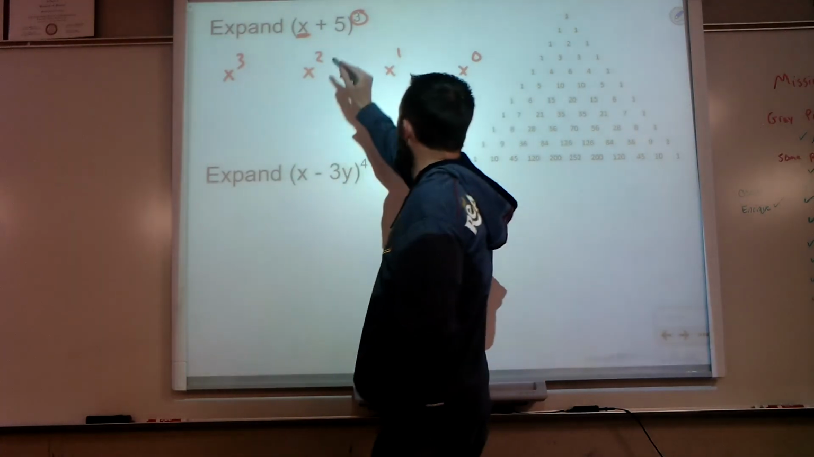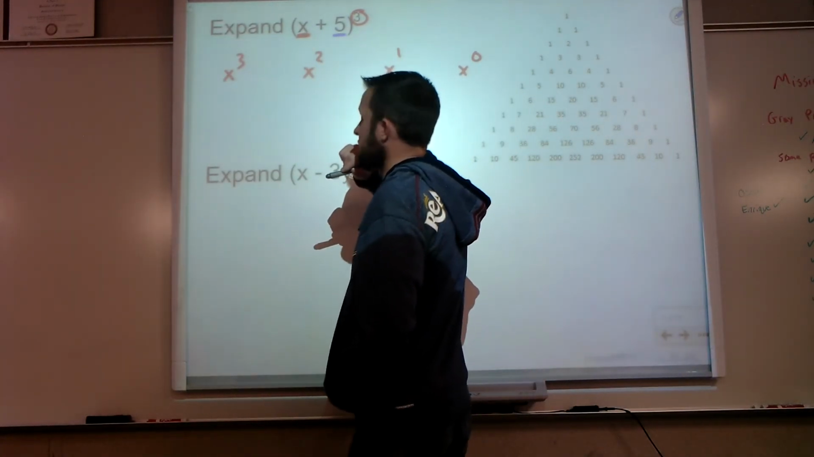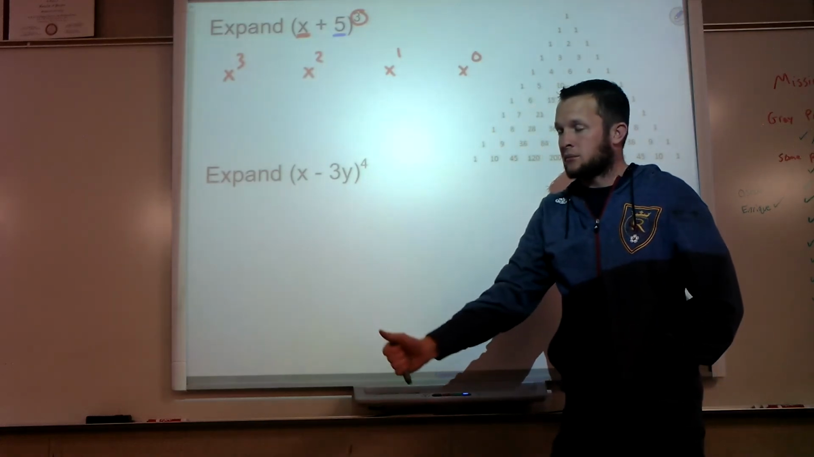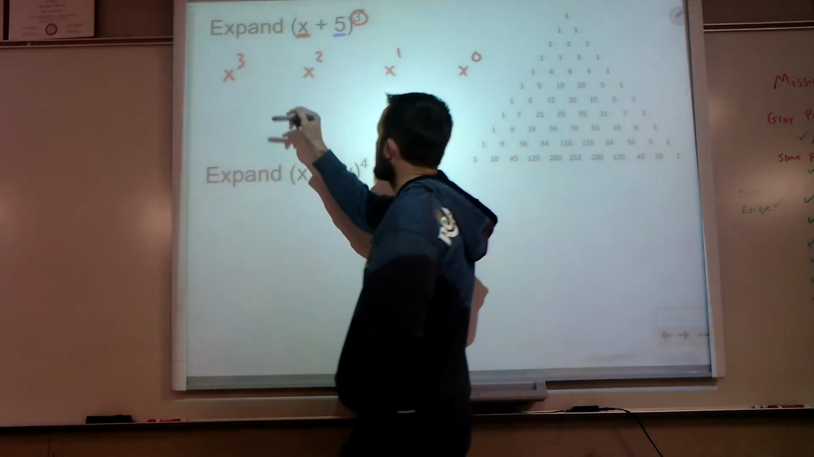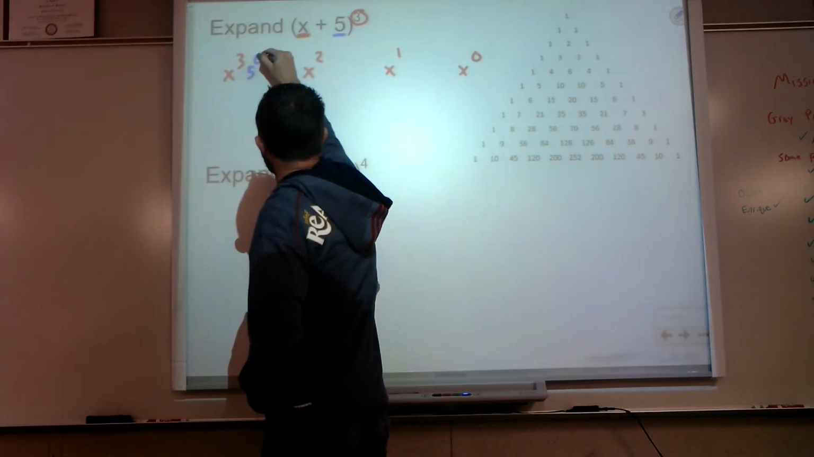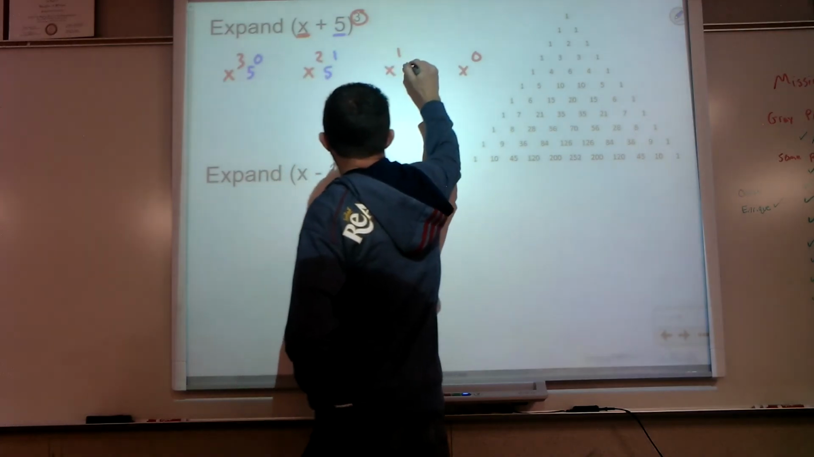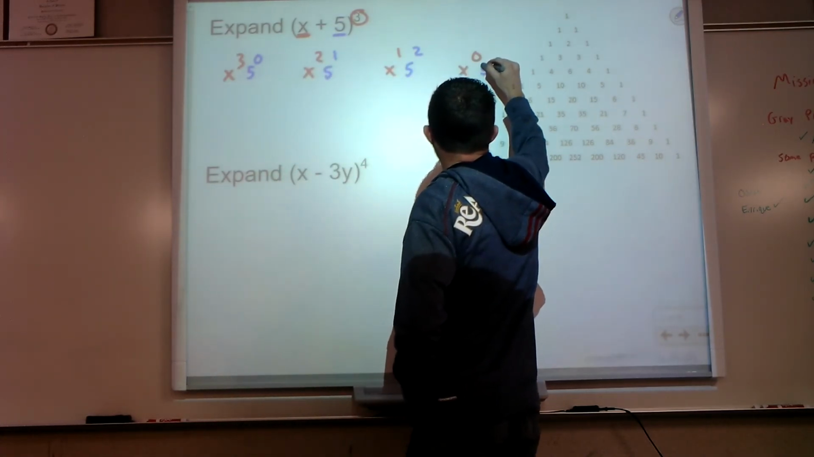Step 1 is done. Now to step 2, I'm going to take the 5 and write it in ascending order. That means it's going up. So I'm going to start it at 0 and then go to 1, 2, 3.